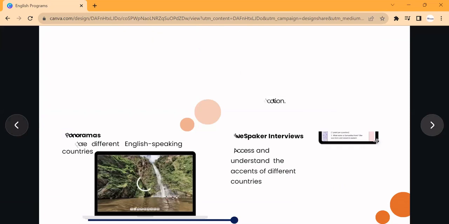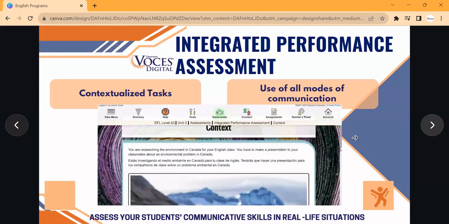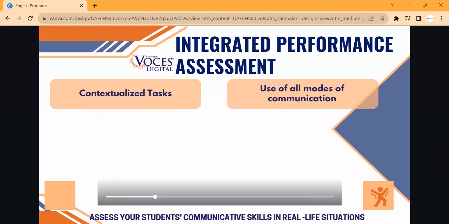authentic communication. So we provide this section of the foundation for practice, and we incorporate, apart from the grammar and vocabulary assessment that our students will be doing, we also incorporate the integrated performance assessment that will allow students to use language within a context and in an integrated way, because they will be using all modes of communication. So that is something that will add to students' experience of the language.